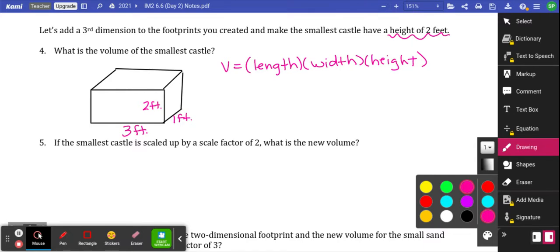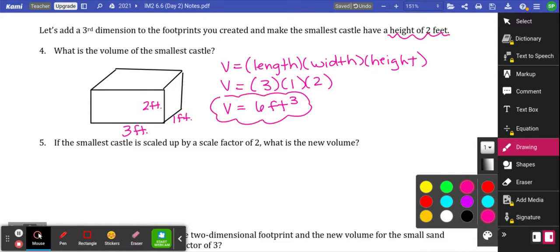All right, so to get our volume here, we're going to plug those values in. So we have 3 times 1 times 2, 3 times 1 being 3, 3 times 2 being 6. So our volume here is going to be 6 feet cubed. Okay, so if the smallest castle is scaled up by a scale factor of 2, once again, what is going to be the new volume?